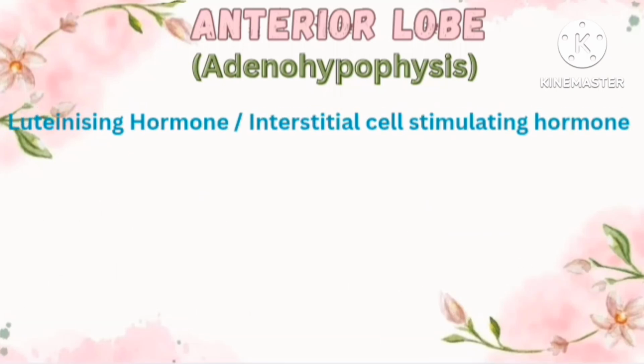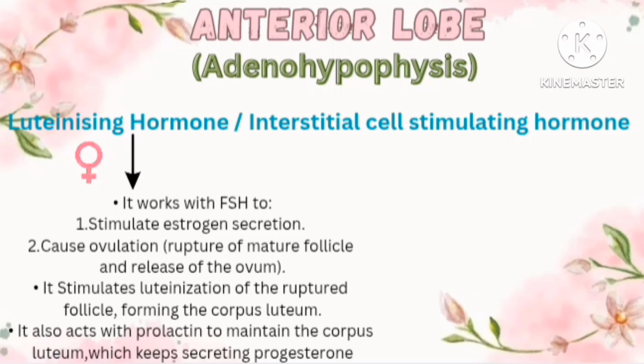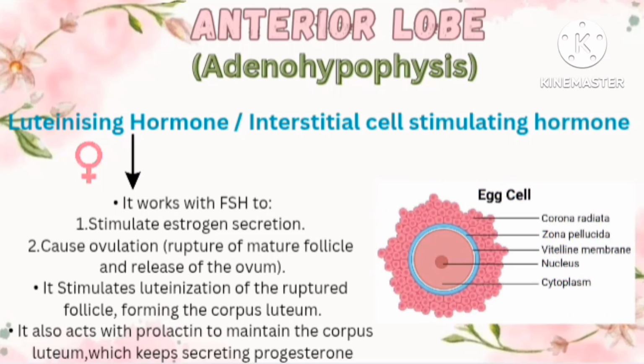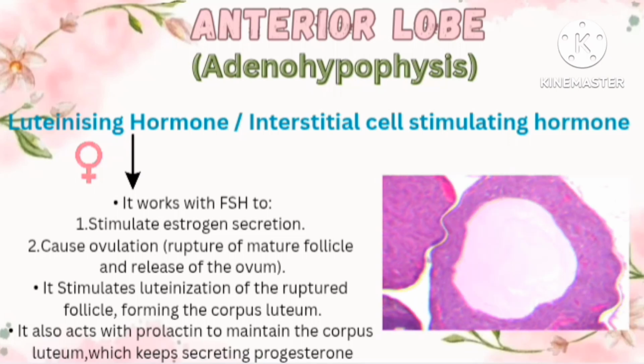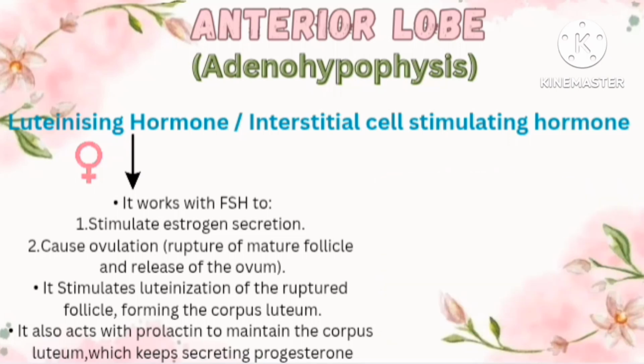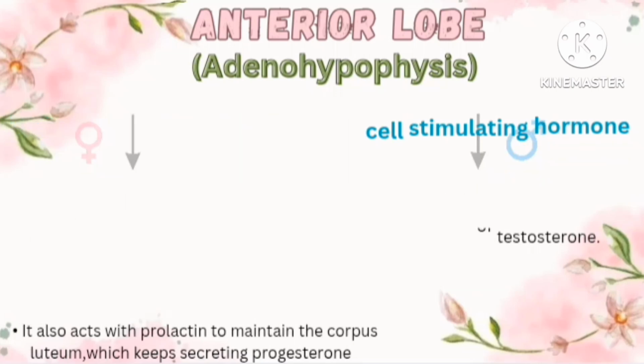Luteinizing hormone or interstitial cell-stimulating hormone. The LH works in females while ICSH in males. It works with FSH to stimulate estrogen secretion, cause ovulation, rupture of mature follicle and release of the ovum. It stimulates luteinization of the ruptured follicle, forming the corpus luteum. It also acts with prolactin to maintain the corpus luteum, which keeps secreting progesterone. The ICSH works in males. It stimulates the interstitial cells of testis for the secretion of testosterone.